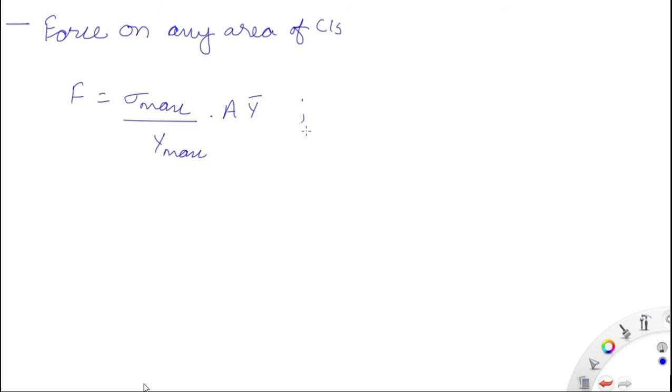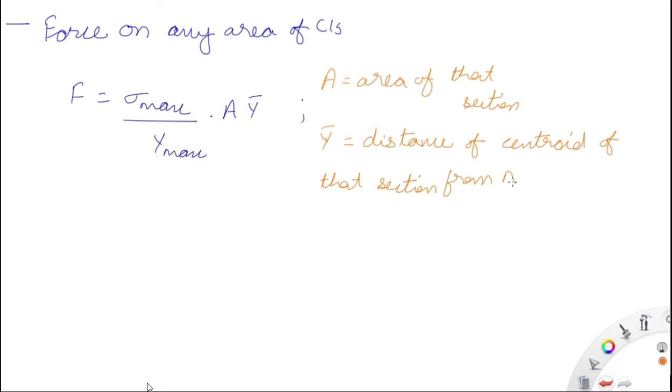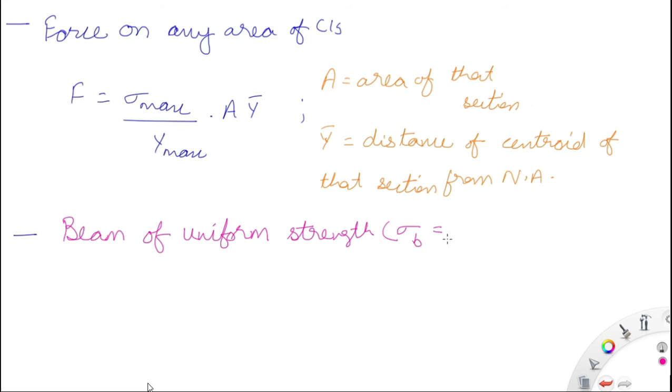Now force on any area of cross section. So F is the force on any area of cross section that can be found using this formula, that F is equal to sigma max by y max into A into y bar. So A is the area of that section, y bar is the distance of the centroid of that section from the neutral axis, sigma max is the maximum stress, and y max is the maximum distance of the fiber, means the topmost portion or the bottommost portion, whatever it is, it should be the y max.